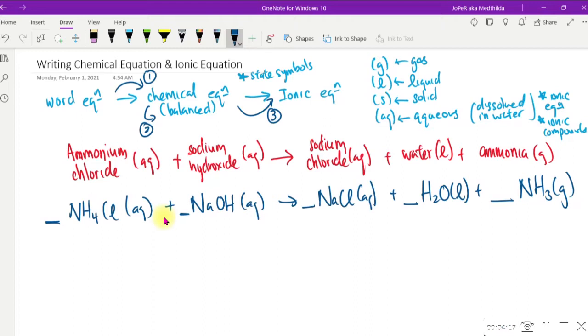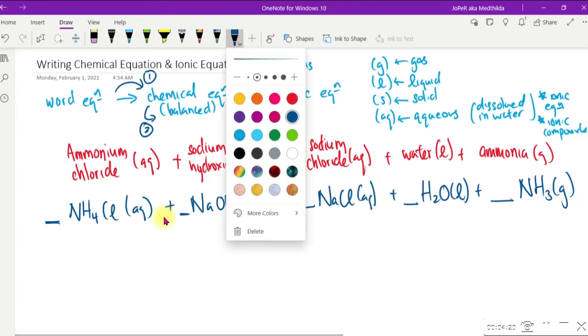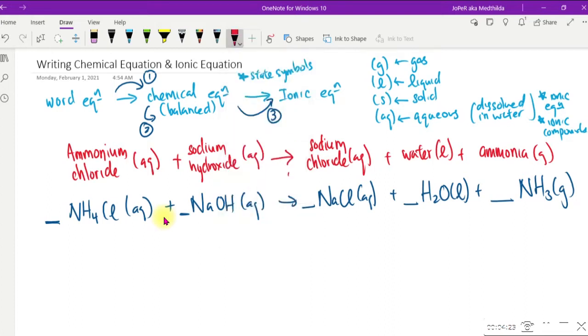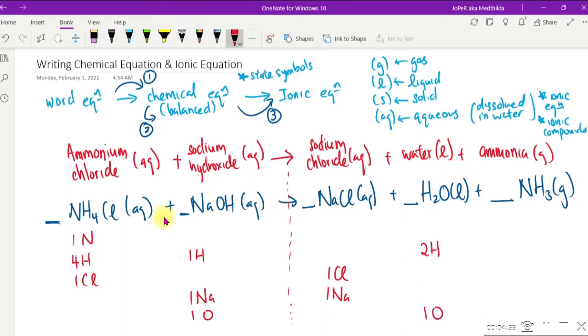Okay, let's check whether everything is balanced. So I have to go and write my little squiggly lines over here, draw a line like this, show before and after. I got 1 nitrogen here, 4 hydrogens, 1 chlorine. I have 1 sodium, 1 oxygen, and 1 hydrogen over here. Okay, you realize I'm still keeping to the rows, so each element will have a row. Down here, 1 sodium, 1 chlorine. Down here, I have 2 hydrogens, 1 oxygen. Down here, I have 1 nitrogen, 3 hydrogens.